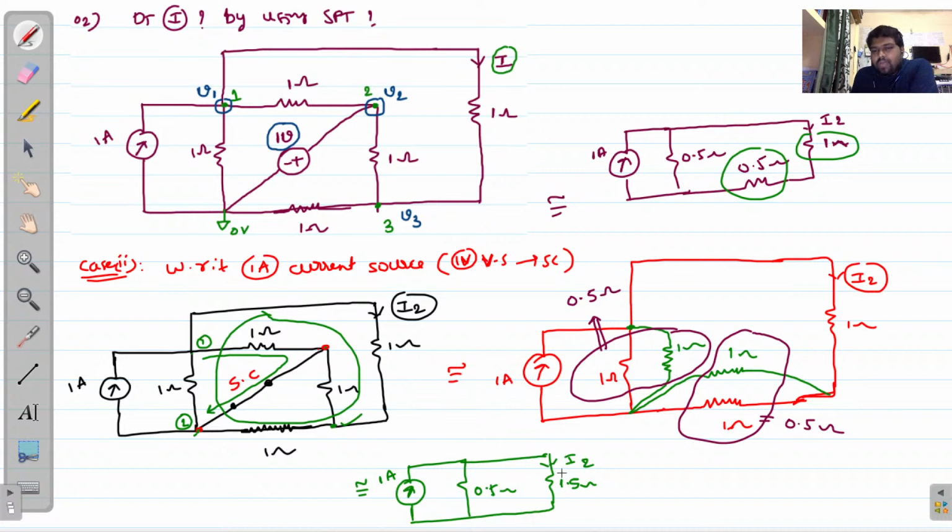Now in order to evaluate the I2 current in the second element, you can apply the current division principle. By current division principle, you already know it.